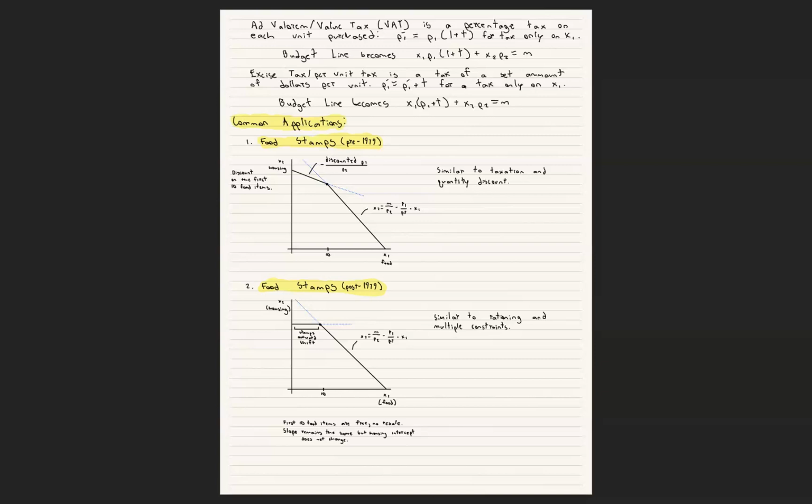Common applications, at least that we saw last year, were going to be your food stamps pre-1979. We use 1979 because legislation changed the way that food stamps worked. You can see how it changed reflected in the graphs. So pre-1979, you got a discount on the first 10 food items in your trade-off between food and housing. Food stamp case is very similar to taxation and quantity discount. However, you see that there's a kink in the graph right there.